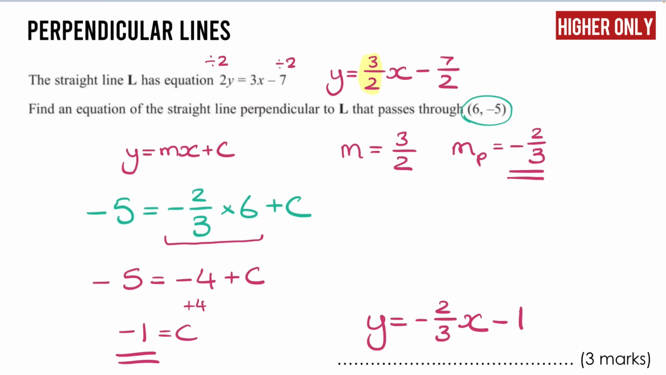But you could be asked to write it in another form. This one doesn't. It just says find the equation of the straight line that's perpendicular to L and passes through 6, negative 5, and that we have done.